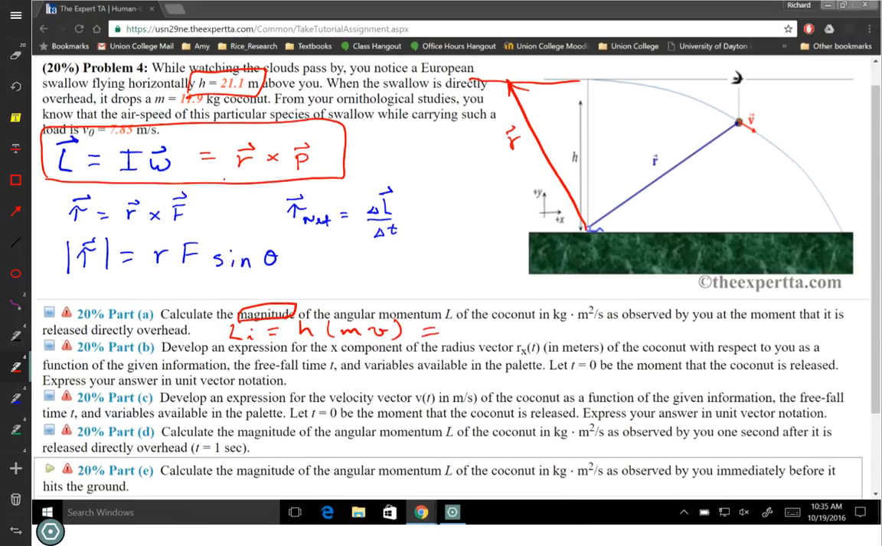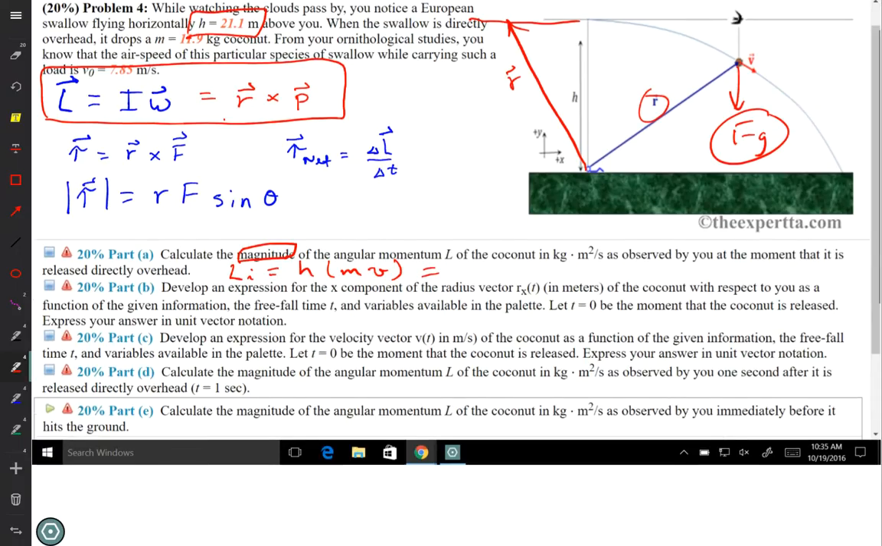Well, in this case, there is a force of gravity acting downward on that coconut. And so that's going to create a torque. I can take this R vector and this force vector and calculate the torque, right? It's not 0. So angular momentum is not conserved in this problem. So don't try to say, oh, this is just going to be the same as I had for A. It's not. It's definitely different. So then the question is, how do you do it?